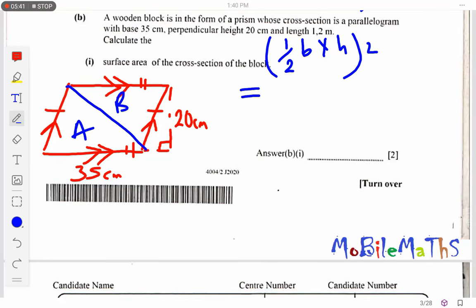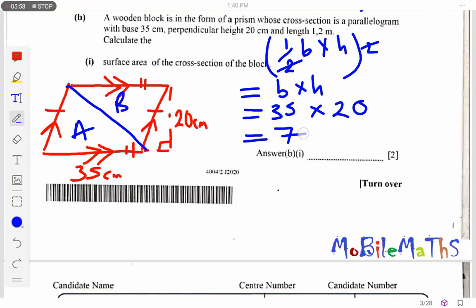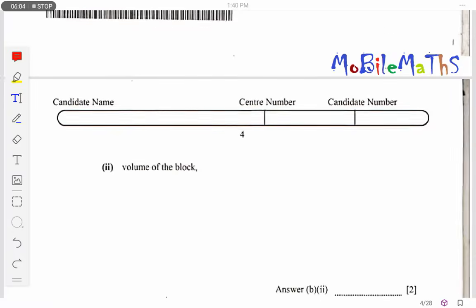So the 2 and 2 cancel each other. So the area of a parallelogram at the end of the day will be base times our perpendicular height. Our base is 35 centimeters by our perpendicular height 20, and if we multiply we get 700 centimeters squared. That's the cross-sectional area of the face. Let's move on to the next question.